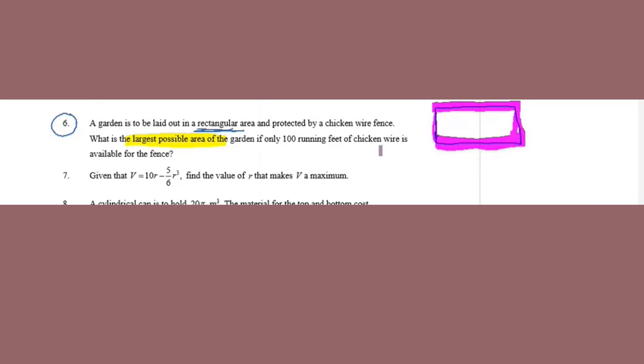So what is the largest area? Find the area. Our concern is the area. The question doesn't give the length, so we ourselves select X and Y. The formula of the area is X times Y, something like that. So let's discuss number 6.